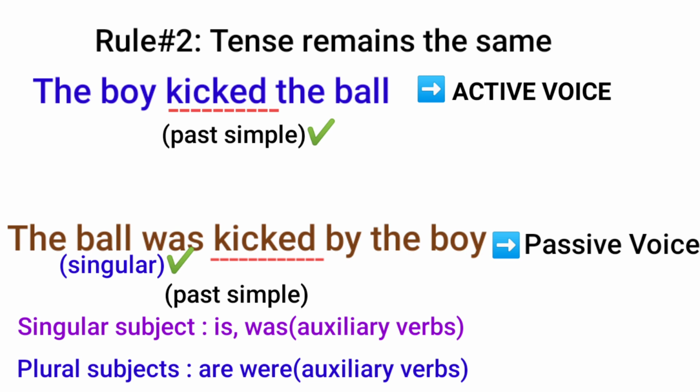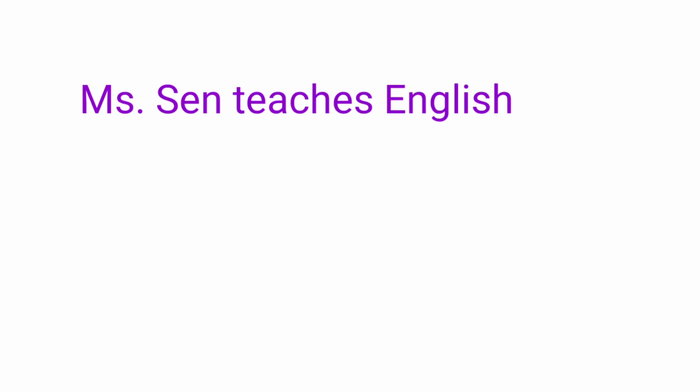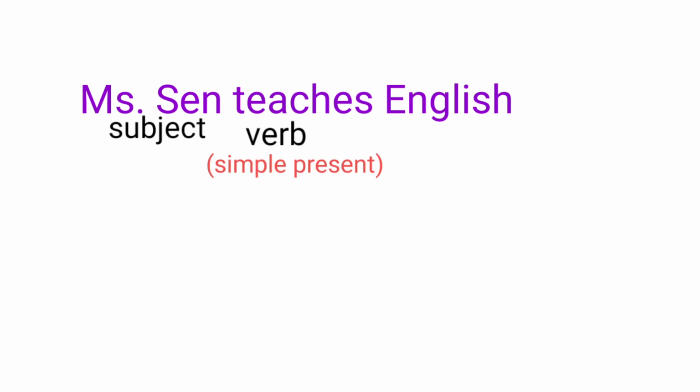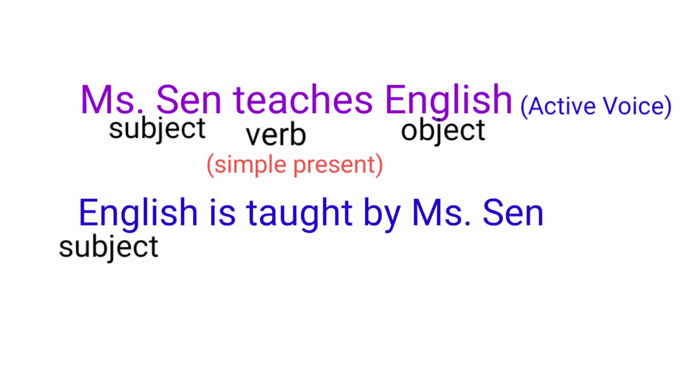Here are some examples. Miss Sen teaches English. Now what is the subject? Miss Sen. And the verb is teaches. It's in the simple present. The object is English. Now this sentence is in the active. The verb is in the active voice. When we change it into passive, the object English will become the subject. English is taught by Ms. Sen.